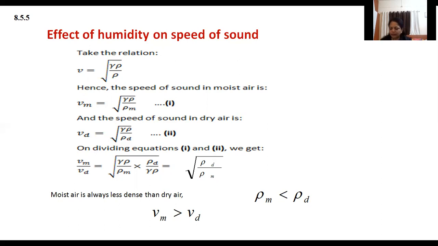The moist air contains water molecules, which are somehow lighter in weight as compared to the air molecules of dry air. So it has 18 gram per mole as its molar mass. So the rho of moist air, that is the density of moist air, is less than the density of dry air. And from this equation, we can see here, as it is in the denominator, the value is less, so it will obviously increase the Vm. So from this, we can say Vm would be greater than Vd. That means the velocity of sound in moist air is greater than the velocity of sound in dry air.